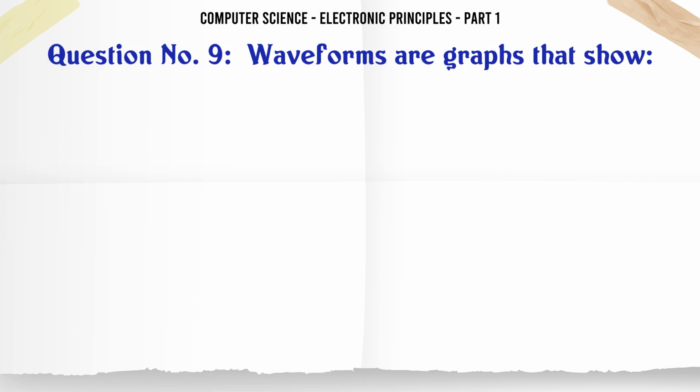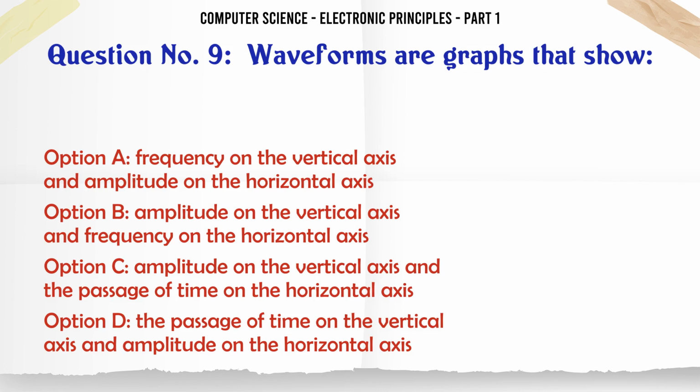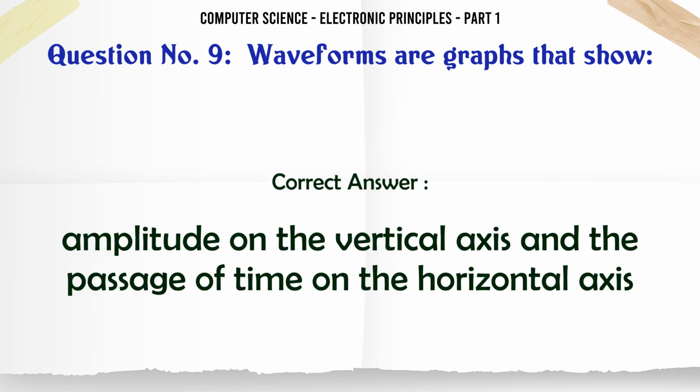Waveforms are graphs that show: A. frequency on the vertical axis and amplitude on the horizontal axis. B. amplitude on the vertical axis and frequency on the horizontal axis. C. amplitude on the vertical axis and the passage of time on the horizontal axis. D. the passage of time on the vertical axis and amplitude on the horizontal axis. The correct answer is amplitude on the vertical axis and the passage of time on the horizontal axis.